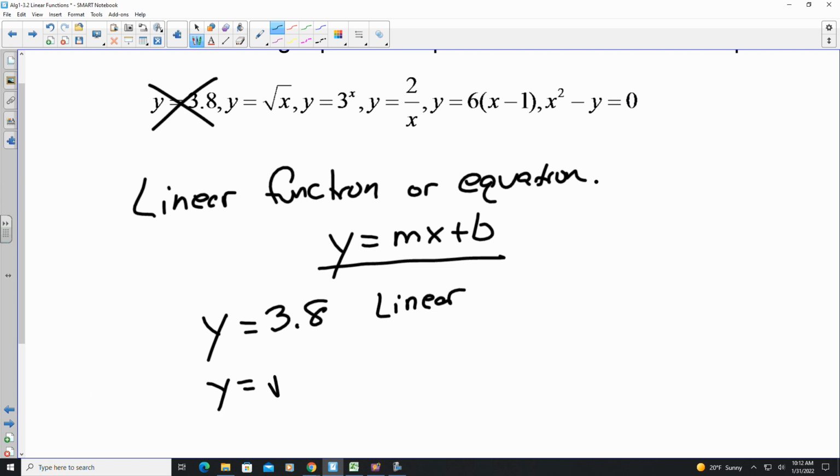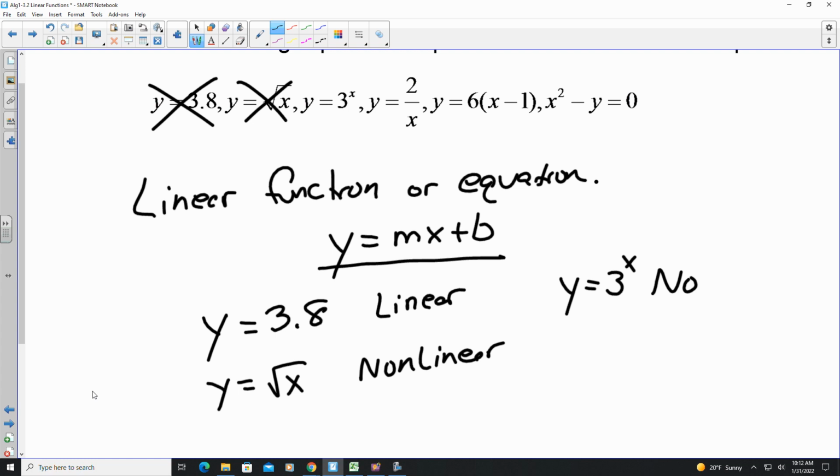Y is equal to the square root of x, all right? Because x is not raised to the first power, it's got a square root to it. That means that it's not going to be linear. So this is an example of non-linear. It won't be represented as a line. Next, I got y is equal to 3 raised to the x power. The variable x is an exponent. So because that is an exponent, this is an example of an equation that is non-linear.